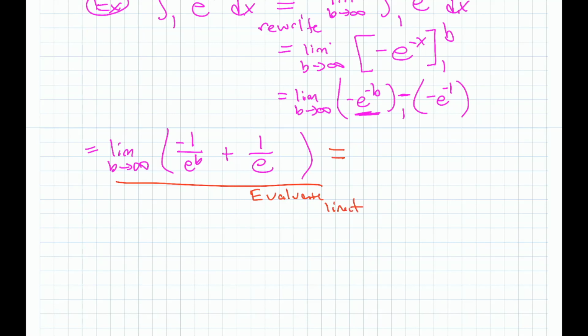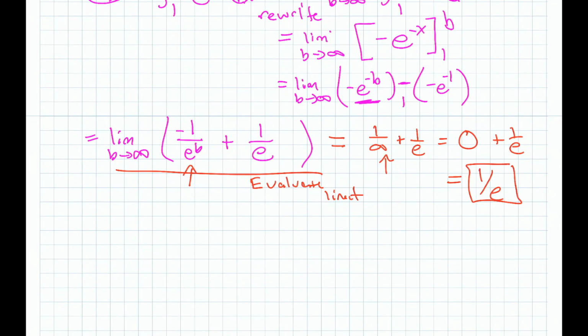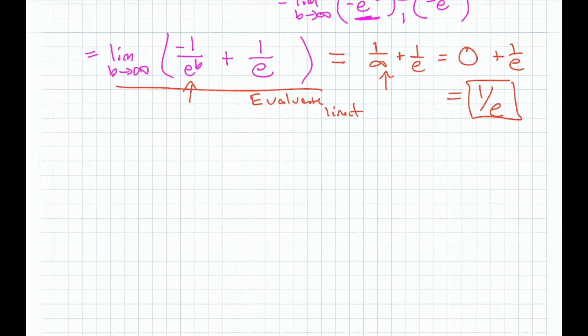Okay, so that's where you need to know some basics about limits as things go to infinity. You should just say, well, this term right here, when b goes to infinity, that's 1 over infinity. I'm going to write that. Again, you're not technically allowed to write that, but I am. The whole point is that this is 0. 1 over infinity is 0. So your limit is 1 over e. So that's the integral.